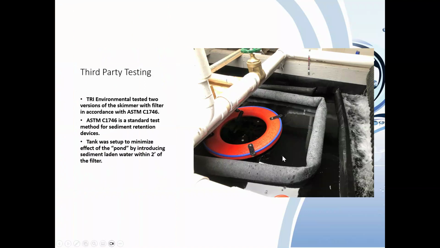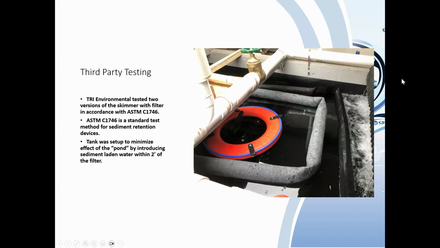One thing to point out about our testing is that it was done in a lab. TRI Environmental did this. They tested two versions of the skimmer, which is part of the ASTM standard requirement. You have to have two tests with a significant difference in flow rate between them. Basically, one skimmer flows about double the other.